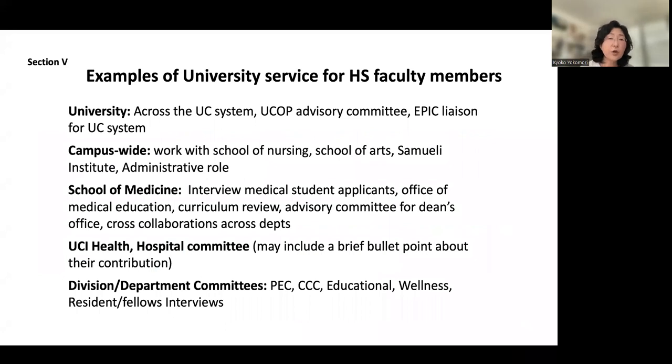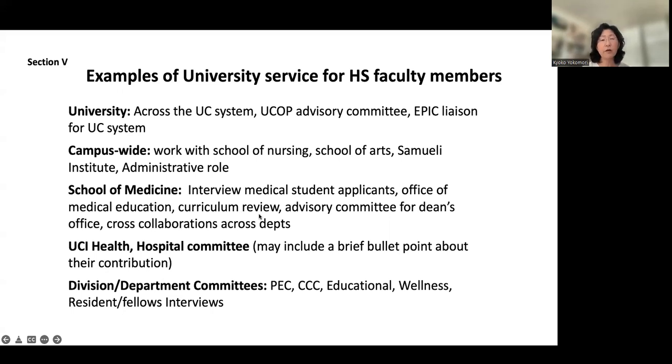All right. Here are examples of university service for HS faculty members. University means across the UC system, so if you serve on something with the UCOP, that is considered UC-wide. For campus-wide, if you're not Senate, you're not going to serve on a campus-wide committee, but you can still be involved in some administrative role in collaborative work with other schools, like the School of Nursing or engineering, and that would be considered campus-wide, so you can list it here. And your hospital committee activity should be listed under School of Medicine, not campus-wide.